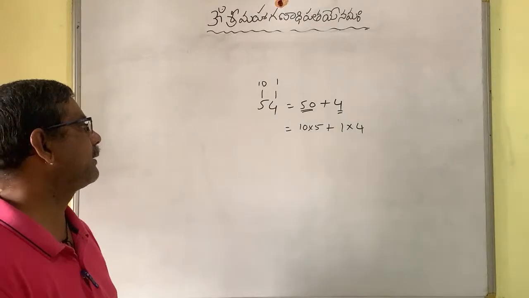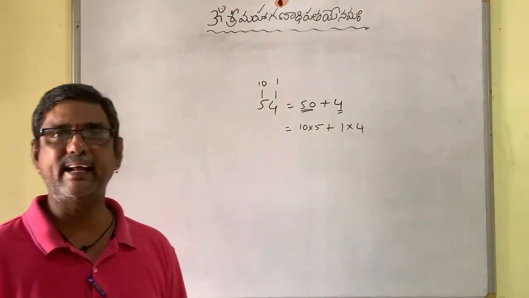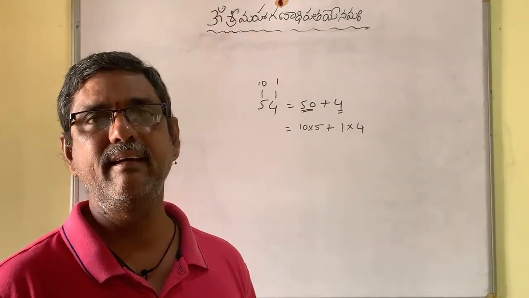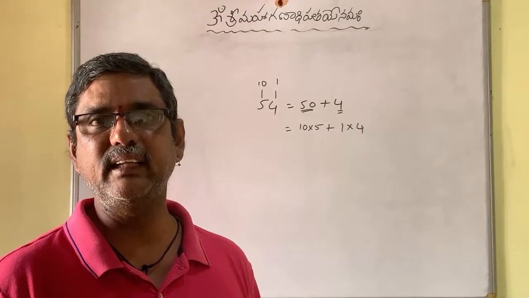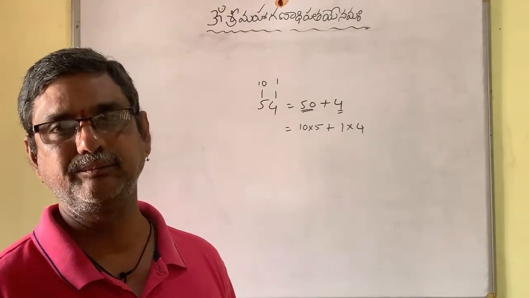10 into 5 plus 1 into 4. The digit in the tens place is 5 and the digit in the ones place is 4. So we have to multiply the digit in the tens place with 10 and the digit in the ones place with 1. Okay.